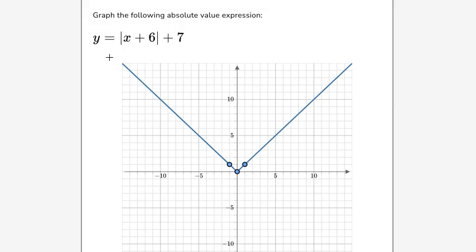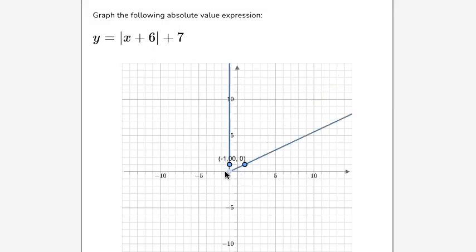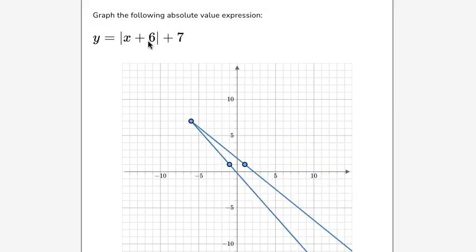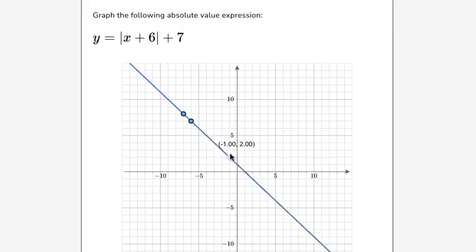Let's combine those two ideas and graph y equals the absolute value of the quantity x plus 6 plus 7. So this plus 6, that's actually going to move the vertex left 6. And the plus 7 will move the vertex up 7. So I'll start by moving the vertex left 6 and up 7. And then I'll make my V by going over 1, up 1. So now the vertex is at the point negative 6, positive 7.